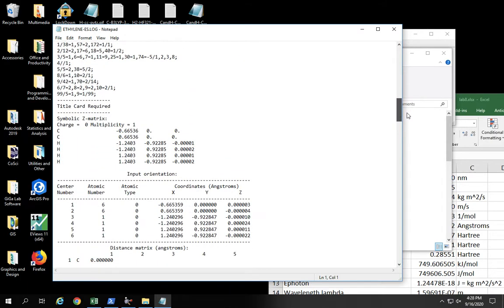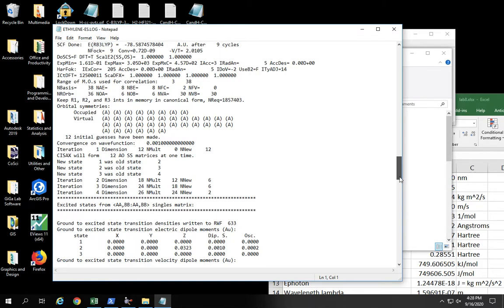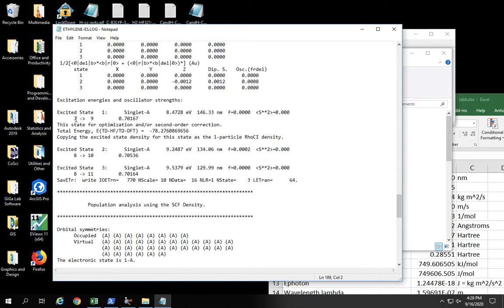The way this works is I do a normal ground state calculation. I get my SCF done. I get my occupied and virtual orbitals and orbital energies. And then I do something that looks like what they call CI singles excitation energies. I go down and down and down and I get a list of computed excitation energies. The first one is orbital 7 to orbital 9 as the major contribution. So this isn't really a HOMO to LUMO excitation, it's a HOMO to LUMO plus 1. But the computed photon wavelength is 146.33 nanometers.